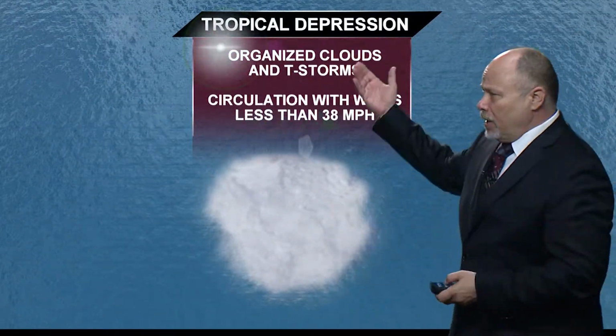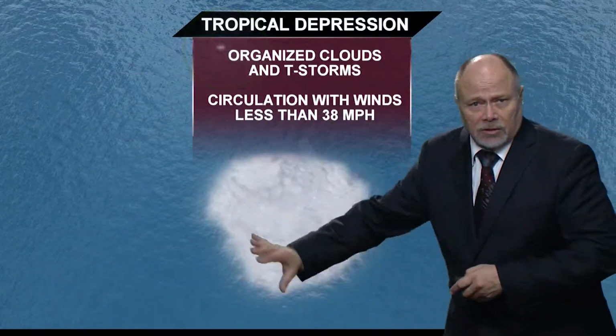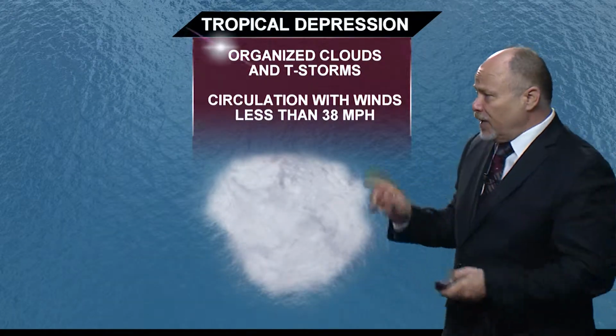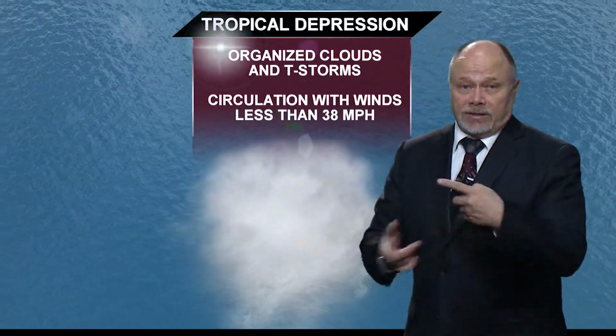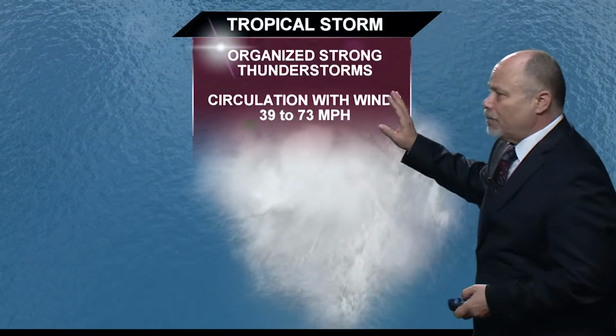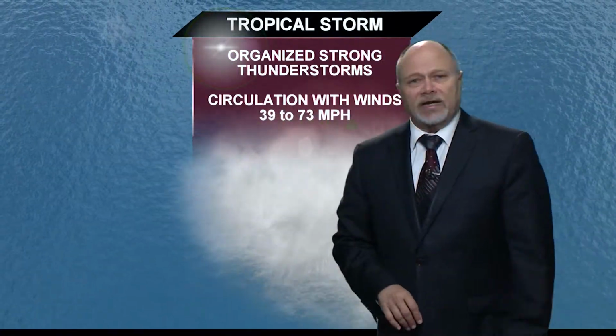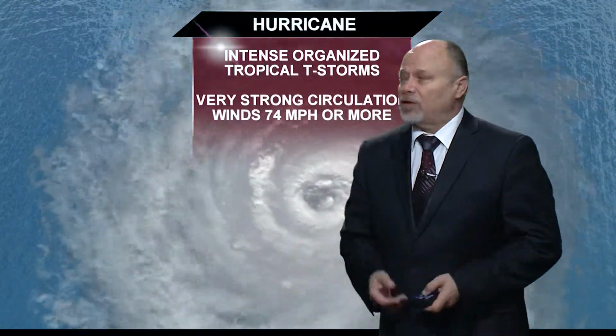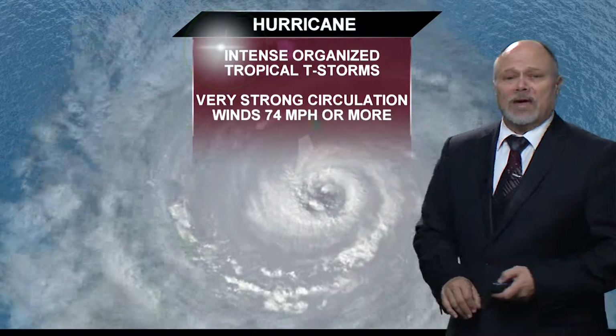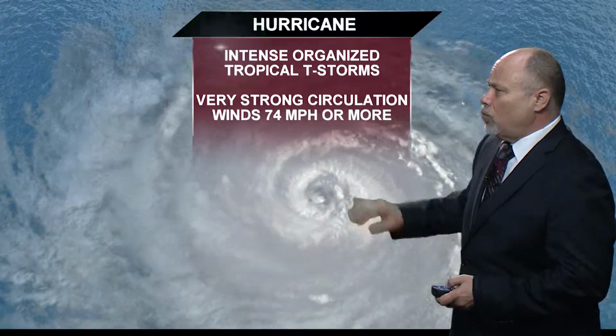tropical depression. This is a closed circulation with winds of less than 38 miles an hour. As it continues to intensify, we develop a tropical storm. The tropical storm has circulation with winds 39 to 73 miles an hour, and as it continues under a favorable environment, we develop a hurricane. A hurricane has sustained winds of 74 miles an hour or more.